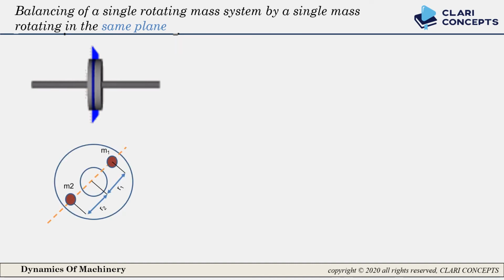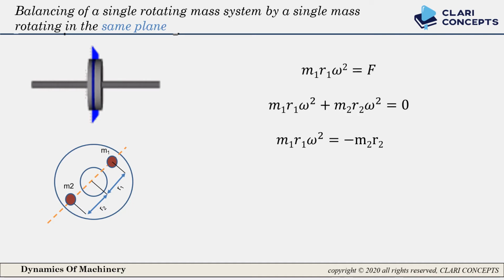So in the analytical method, the sum of all forces should be 0. First take the system mass which produces centrifugal force. It is m1 r1 omega square, equal to F. Now add the centrifugal force of the balance mass, it means m2 r2 omega square. When you generalize this equation, you will find omega square in both the terms, which cancel each other. So your equation will be m1 r1 is equal to minus m2 r2.